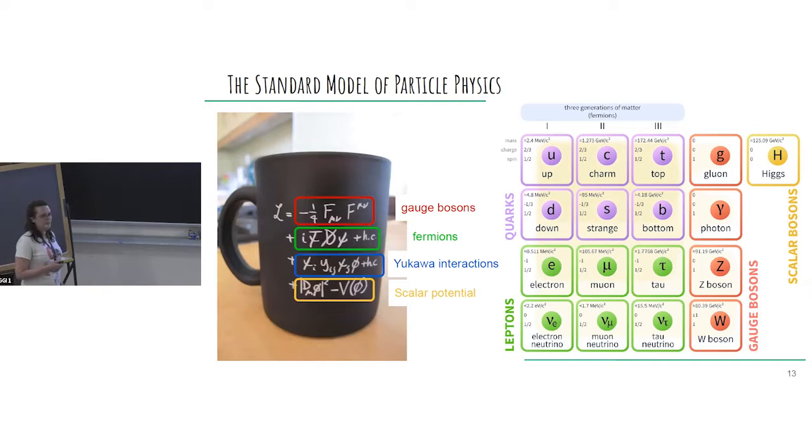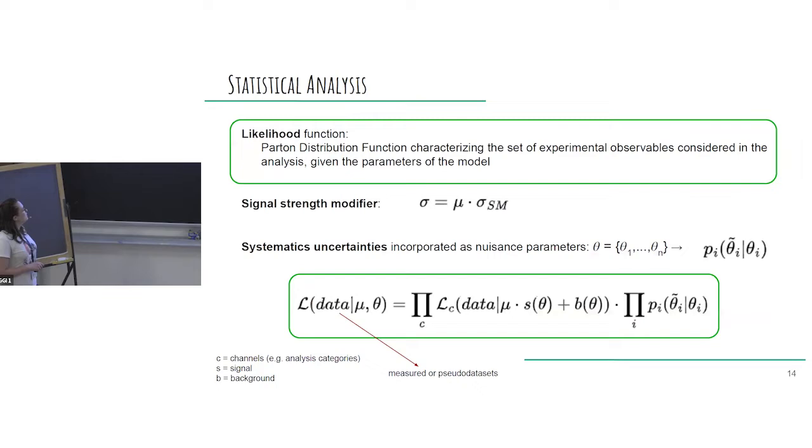The model is a gauge theory, and thanks to these symmetries, we can fit the Lagrangian of the model on a mug. And here you have the different parts. So gauge boson, then the fermion kinematics, then the Yukawa interaction that are basically what allows the fermions to gain mass, and then the scalar potential with the information about the Higgs boson, and also, for example, its self-couplings and many interesting things.